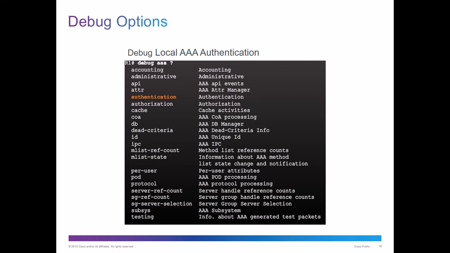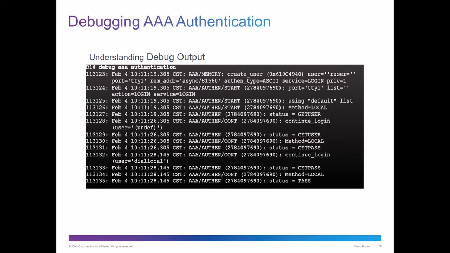Let's say you want to test to see if the user is able to authenticate, if there's any problem with the password or anything like that. So you type debug AAA authentication, and the router will do authentication and will let you know if there's a failure in the authentication or so on, if you suspect that that's a problem.